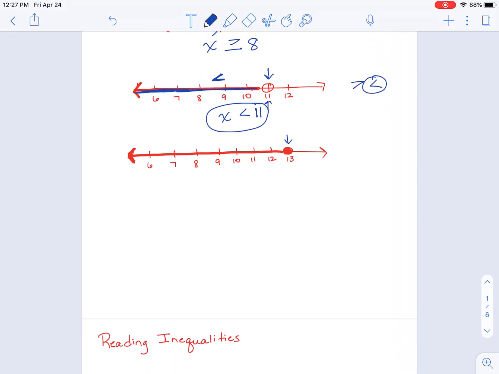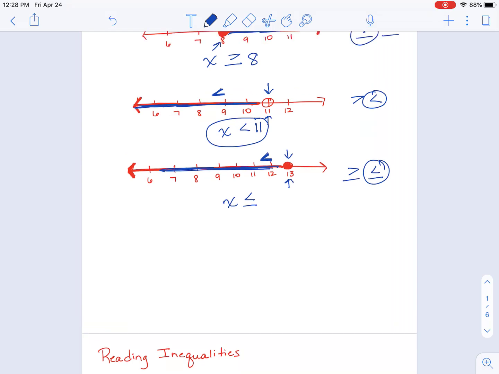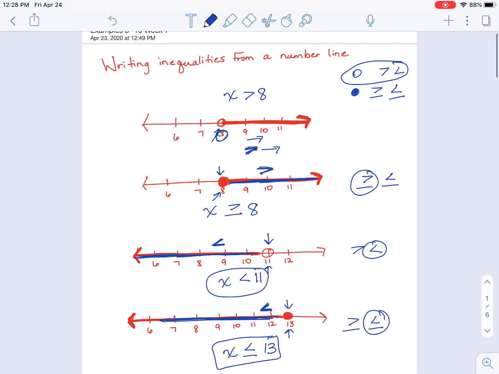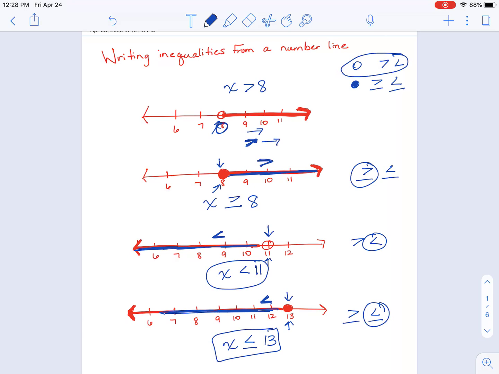Okay, again on this one, I see I have a closed circle, so I know it's either going to be this or this symbol. And I do my X, and since it's shaded this way, I know my symbol needs to be pointing in that direction. So that means I need the less than or equal to, and since it starts at the number 13, there is my inequality. So that's our review of writing inequalities from a graph or from a number line.